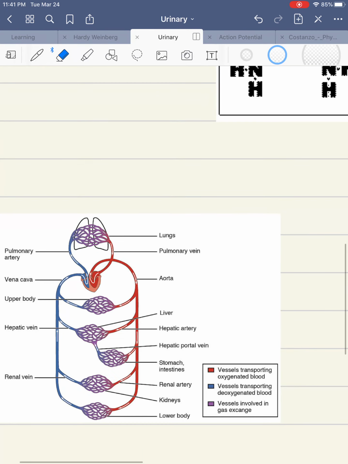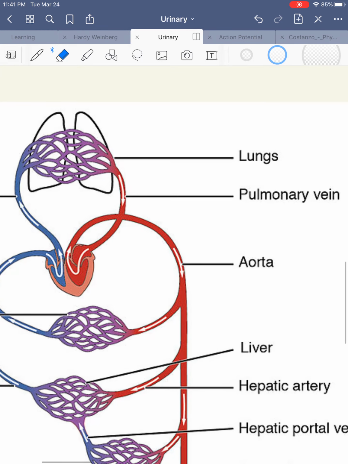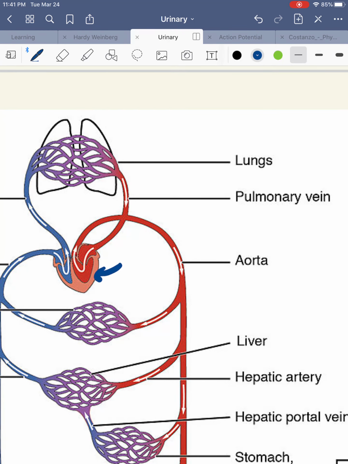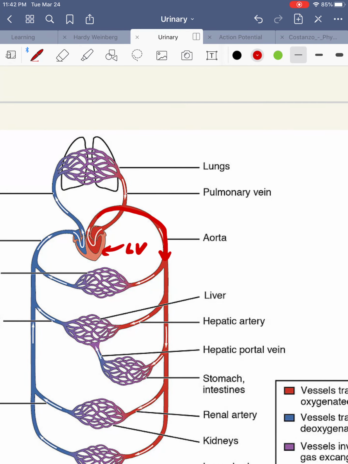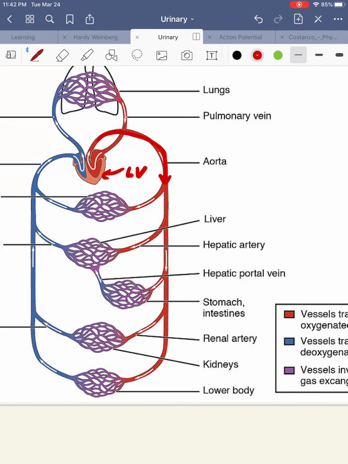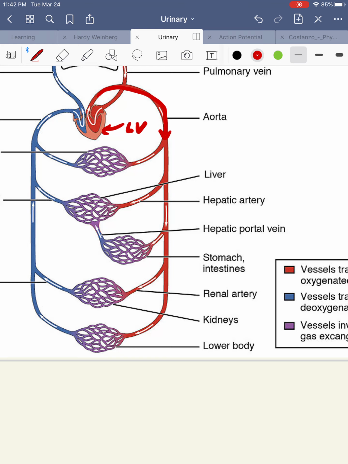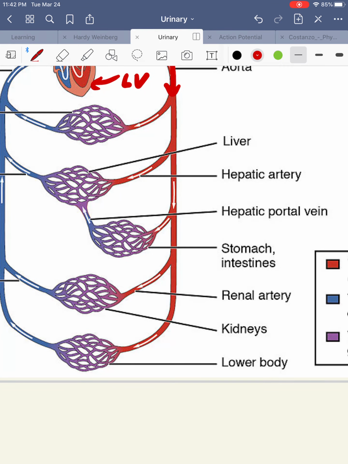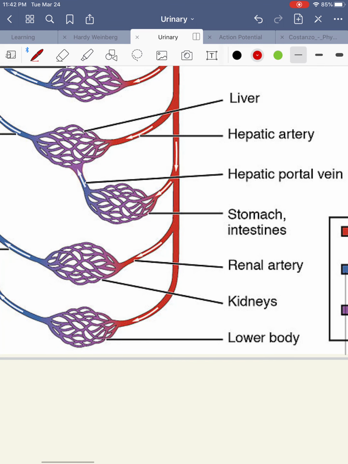So let's recap from the circulatory system. If we look right over here, let's use red because it's oxygenated blood. This is the left ventricle, and the left ventricle is going to pump blood right out through the aorta. And this is the aortic arch. It's going to descend through the thoracic aorta, and eventually it's going to hit the abdominal aorta. And there's going to be arteries coming off of the abdominal aorta, one of which is the renal artery. And renal just means kidneys.